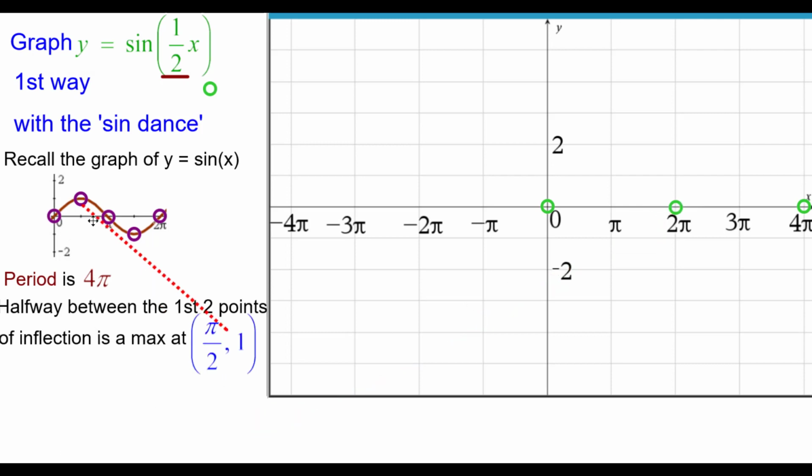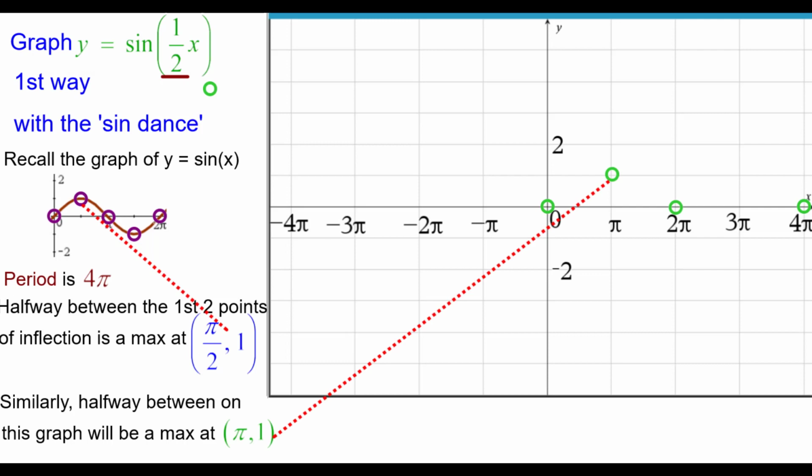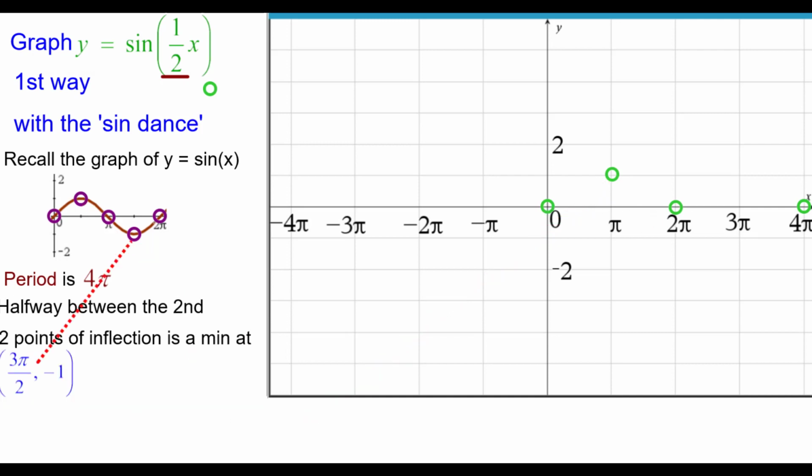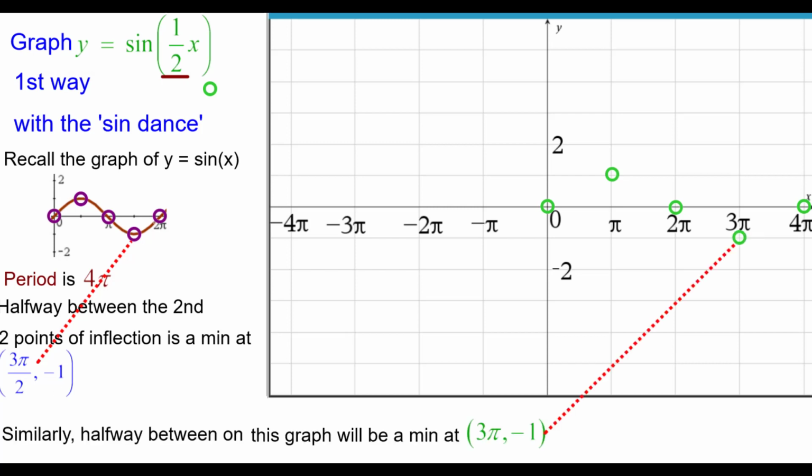Halfway between these two first points of inflection is a maximum at pi over 2, 1. But similarly, halfway on this graph, the maximum is going to be at pi, 1, halfway between these 2 points of inflection. Halfway between the second and third points of inflection is a minimum, normally at 3 pi over 2, -1. On our graph, halfway is going to be at 3 pi, -1.